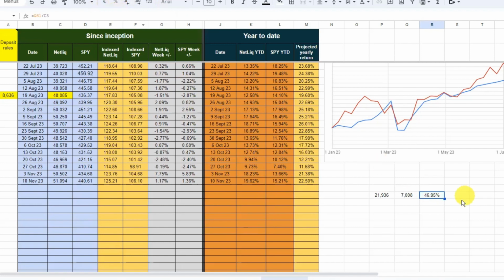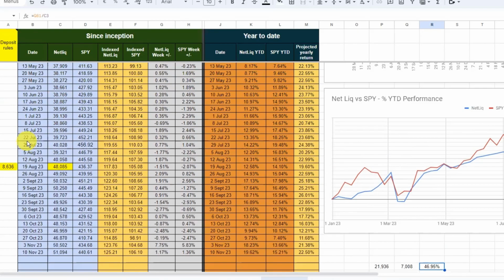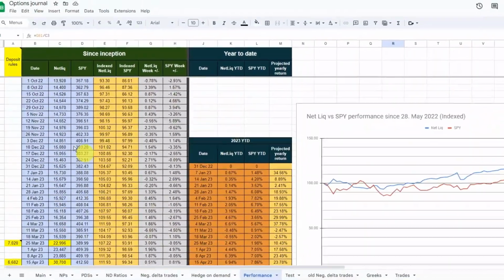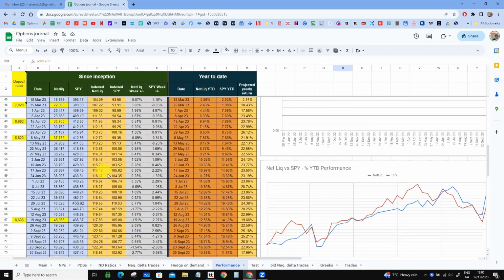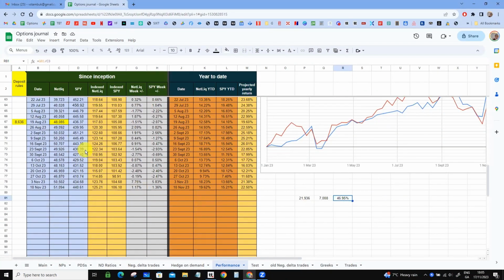And all of a sudden, I'm a much better trader than I thought I was, right? I'm making 47% as opposed to 25%. So you can see how these medium-sized additions compared to the NetLiq can make a huge difference in the actual return as shown in the standard spreadsheet.